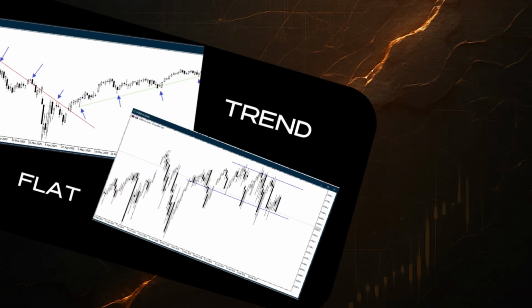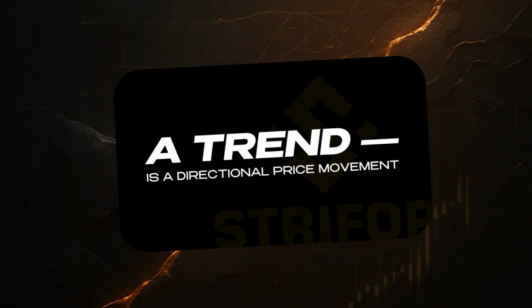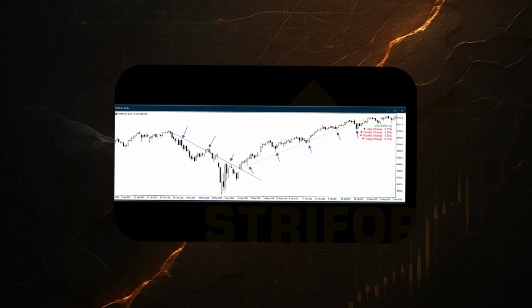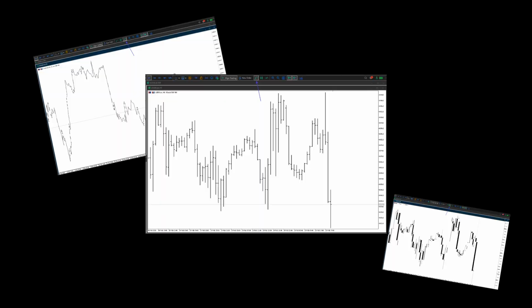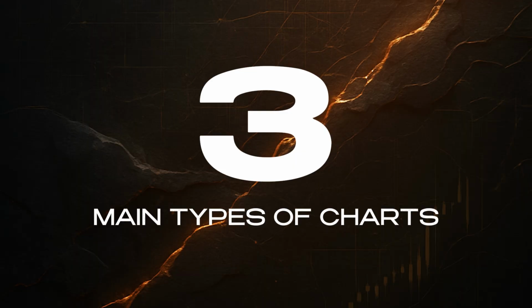In the previous session, we figured out what a trend and a flat are and learned to see the basic structure of the market. Now we need to understand how this structure is displayed on the chart. Price is movement, but we don't see the struggle of buyers and sellers directly. We see it in the form of a chart, and how exactly it is displayed affects our perception of the market. The trading platform has three main types of charts: line, bar, and candlestick. Let's break down each of them.